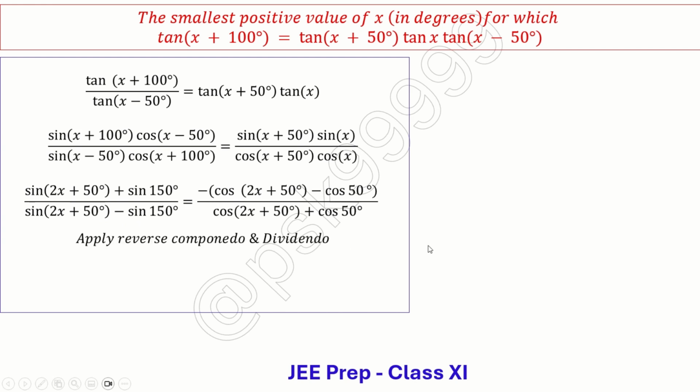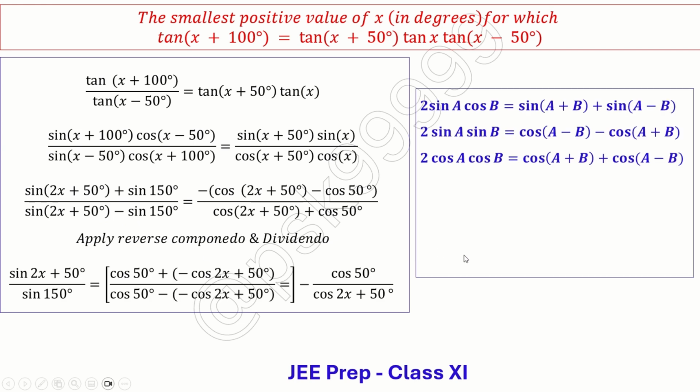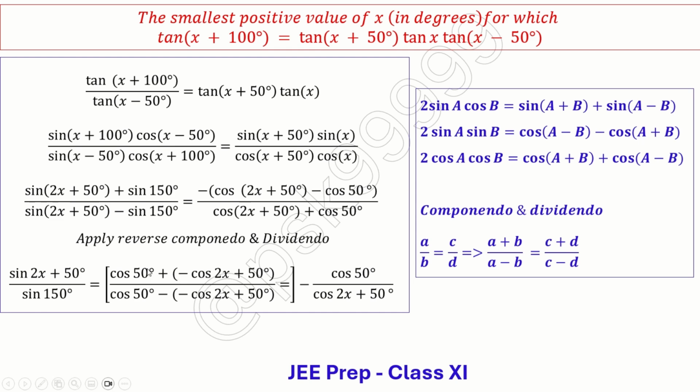Now I am applying the reverse. These are the formulas I am using actually here, the reverse componendo and dividendo form. What is componendo and dividendo? We know if a by b is equal to c by d, which means a plus b divided by a minus b is equal to c plus d divided by c minus d.